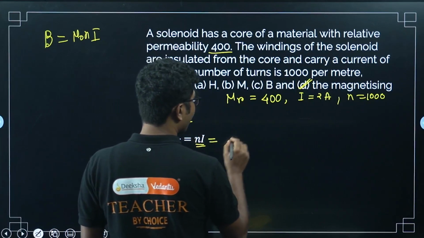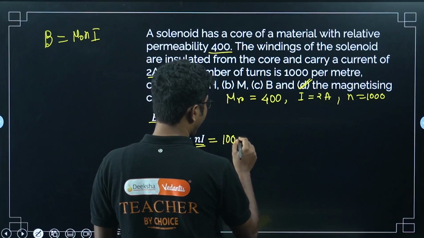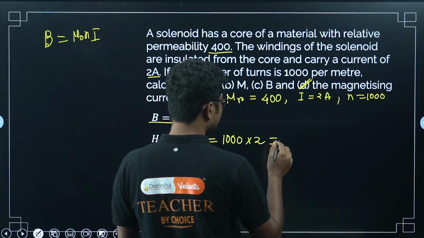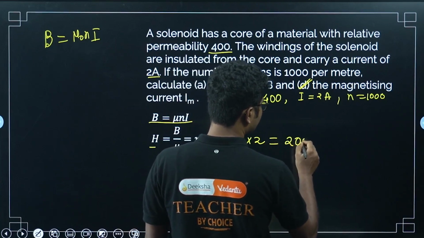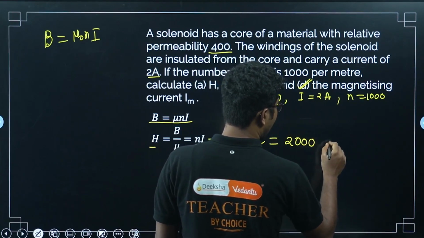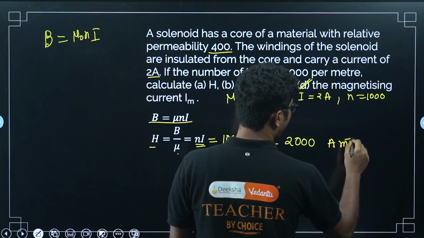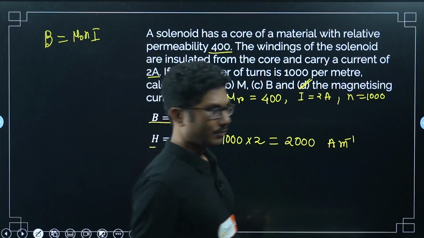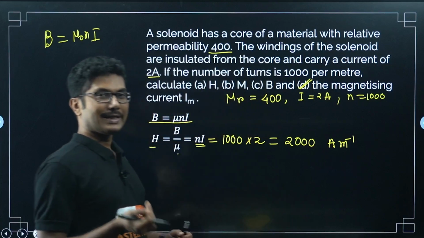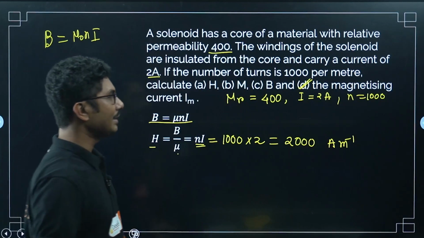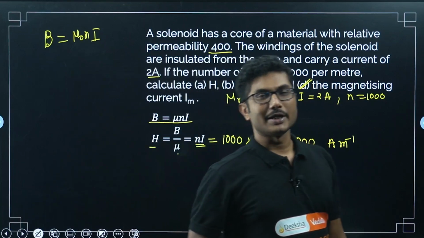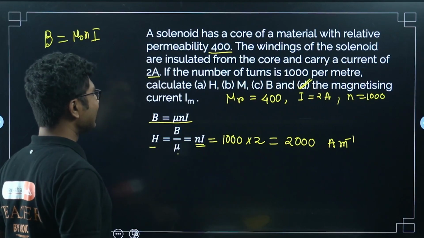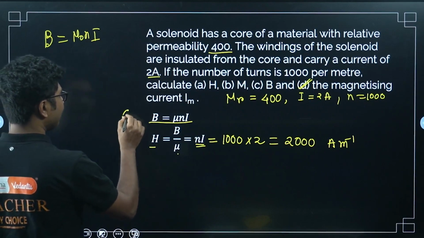Now let's put the value of n. n is 1000, right? And I is given, 2 amperes. So H is 2000. Unit is ampere per meter or ampere meter inverse. Ampere meter to the power minus 1, whatever you like. This is the modern way of writing the units. Okay, this is part A.